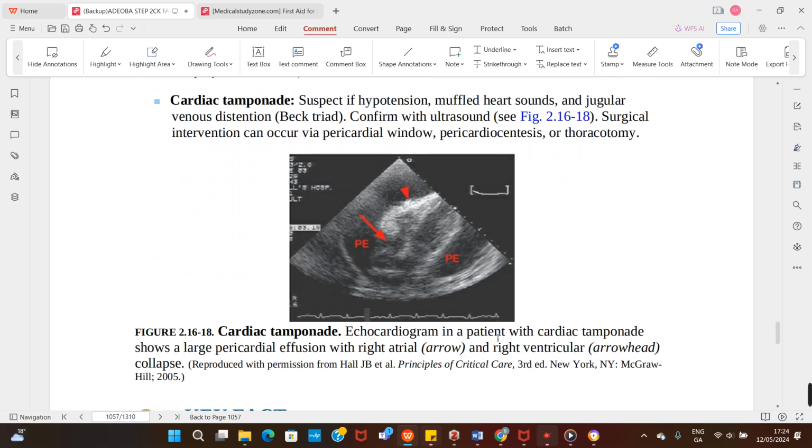And the last one is the cardiac tamponade. So an individual that has cardiac tamponade, we already know from our step one, the Beck's triad, which is the hypotension, the muffled heart sounds, and the jugular venous distension. So you can confirm with the ultrasound, right? You suspect cardiac tamponade if there is the hypotension, the muffled heart sounds, and the jugular venous distension. So confirm with your ultrasound.